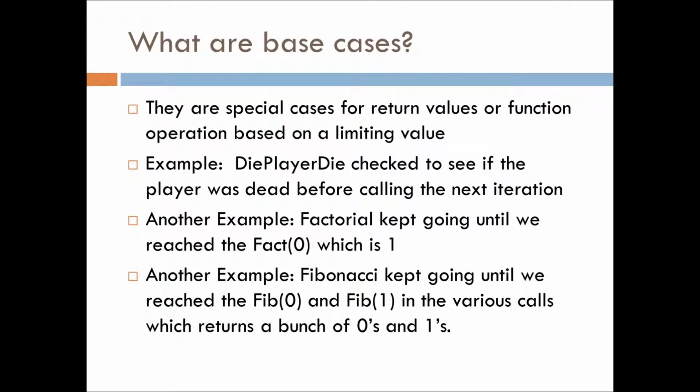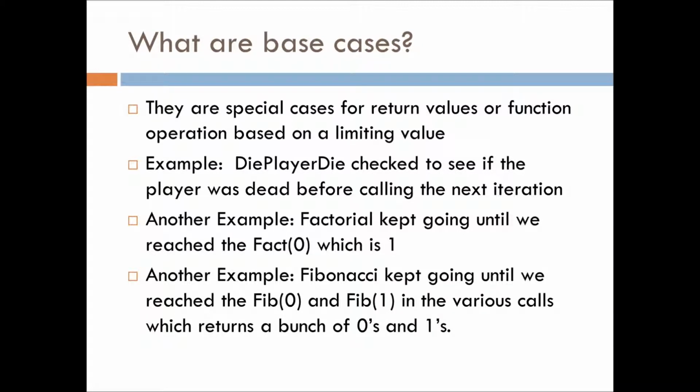They are special cases for return values or function operations that are based on a limited value. So for the example of an operation based on a limiting value, die player die, whenever we did that function, we always checked to see if the player was dead before calling the next iteration. And the player's death state became the recursive base case. Factorial, we kept going until we reached the value of 0 and then returned 1 in the end.